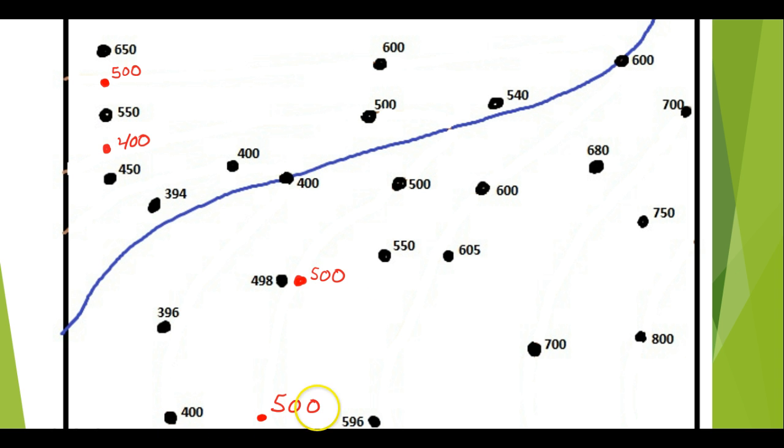I've got a 400 here and a 596 here. This is almost 600. So that means that between 400 and almost 600, about halfway in between, there should be a 500 point. So I can go around the map doing this. Another one here between the 396 and the 498, I should have a 400, so I placed in there a 400. Another one here between the 550 and the 605, I should have a 600 that's rather close to the 605, so I put a 600 point in.